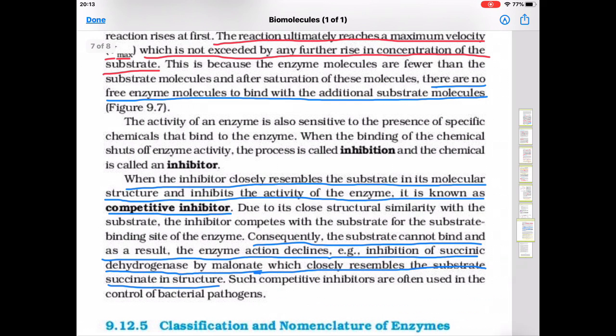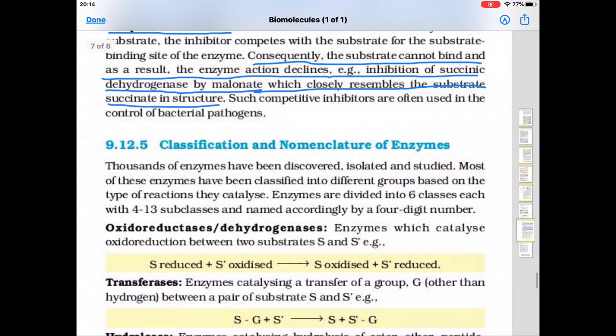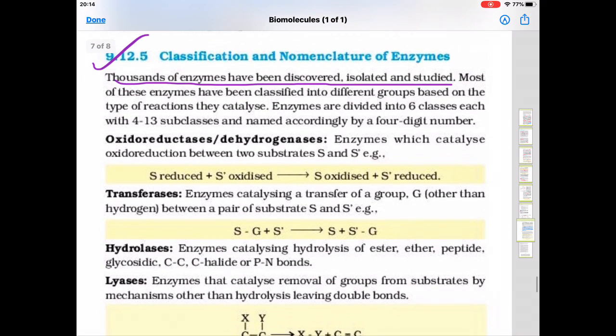Classification and nomenclature of enzymes. Thousands of enzymes have been discovered, isolated, and studied. Most of these enzymes have been classified into different groups based on the type of reactions they catalyze. Enzymes are divided into 6 classes, each with 4 to 13 subclasses, and named according to a 4-digit number.